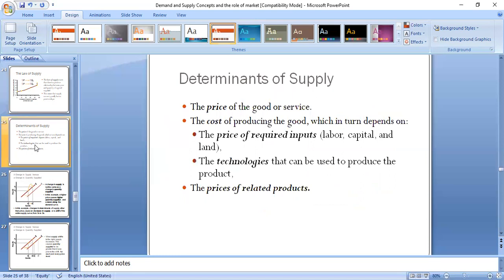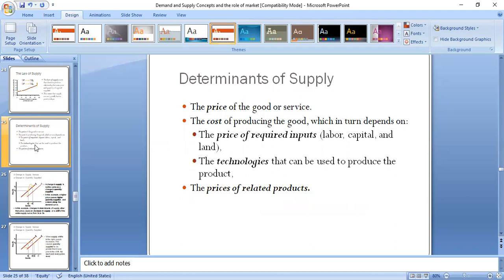So let's look at the determinants of supply. Number one is the price of the good or service. Of course, that one you explain according to the law of supply, and you will say that when the price of a good or service increases, the quantity supplied of that good or service will also increase. And on the other hand, if the price of that good or service reduces, the quantity supplied will also reduce, right?